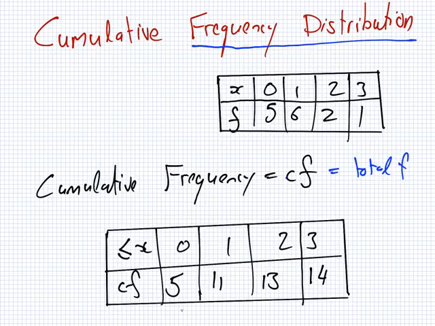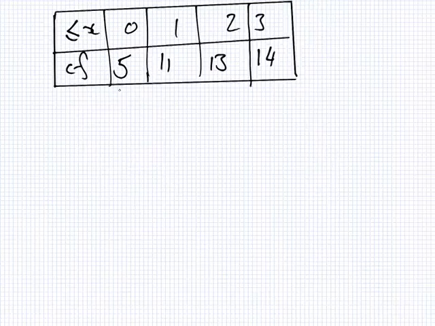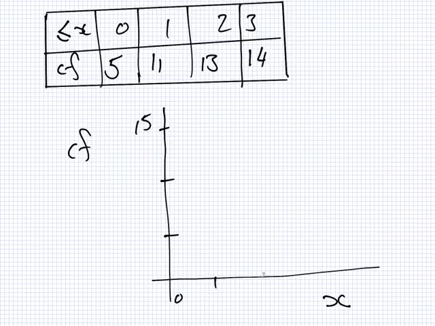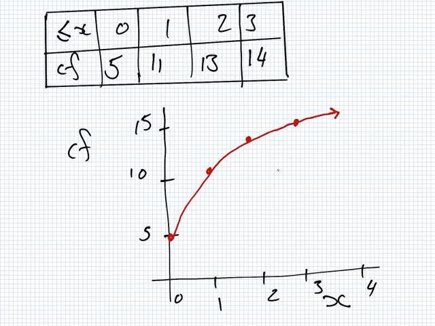But what we can do is we can put this on a graph as well. And the way we graph this is the x and this is the cumulative frequency. 5, 10, 15. And the x goes 0, 1, 2, 3, 4. So we plot them just like x and y's. We have 0, 5, 1, 11, 2, 13, 3, 14. So the graph typically kind of has this flattening shape to it, like this.